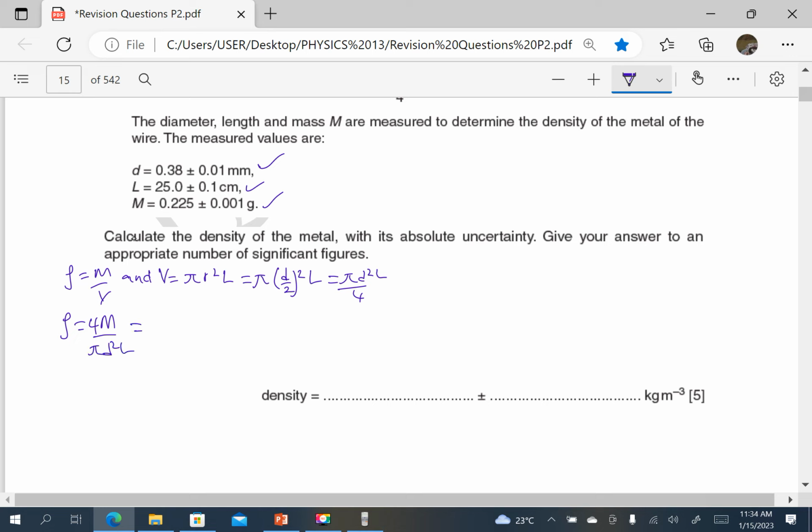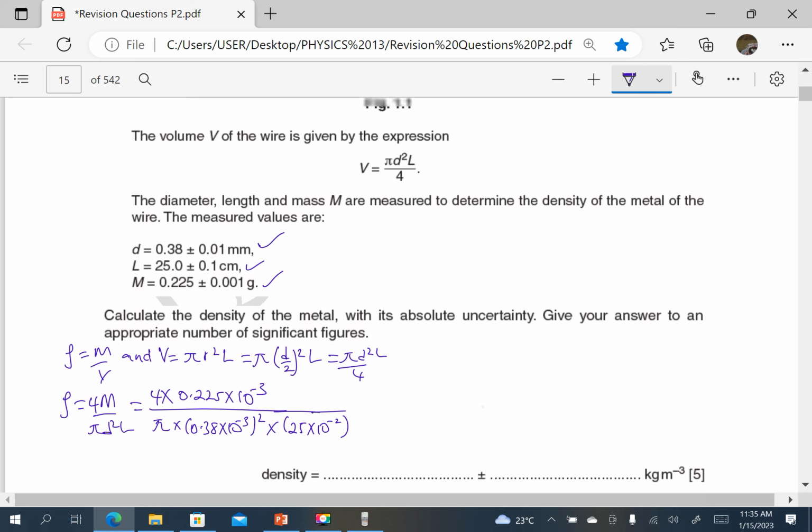Now we substitute. So this is going to be 4 times the mass. The mass is 0.225 times, we change it to kilograms, 10 power negative 3. Divide by pi, diameter, 0.38 times 10 power negative 3, and this is squared, times the length L. L is 25 times 10 power negative 2 because it is in centimeters.